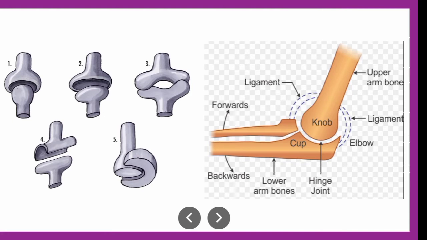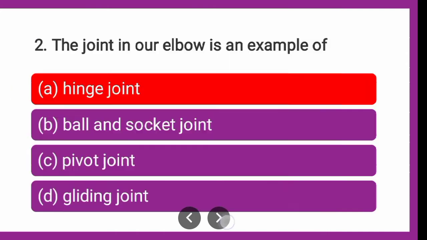So if you move your elbow, it will open towards the downside, and then if you again close it, it is like a door movement. So it is nothing but a hinge joint. The door hinge joint is the type of movement wherein the door movement or the gate movement occurs. So it is the hinge joint which is present in the elbow. So the correct answer is hinge joint, which is the example of the elbow joint.